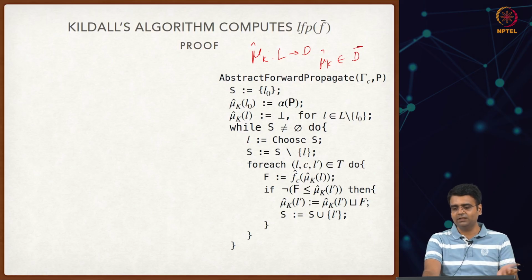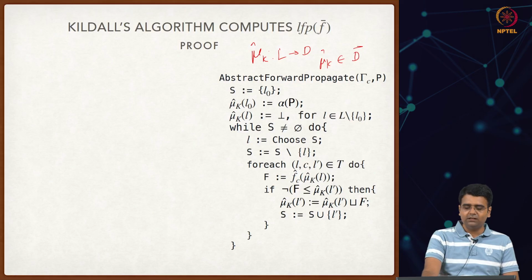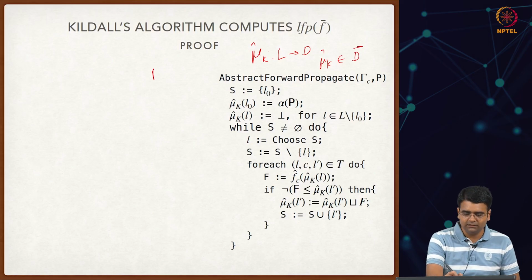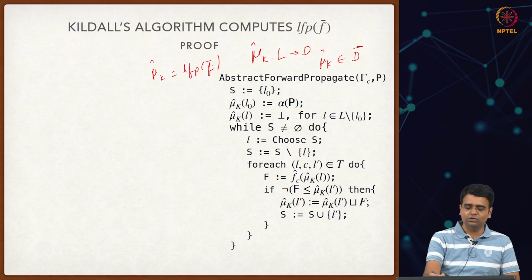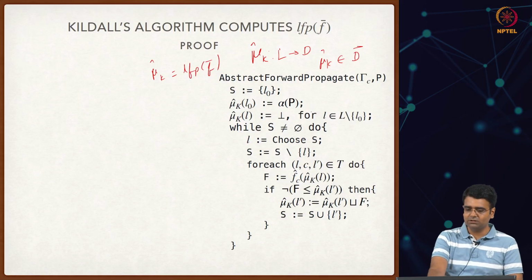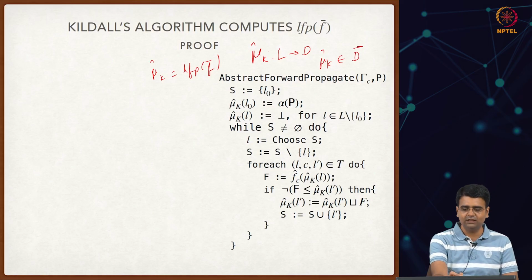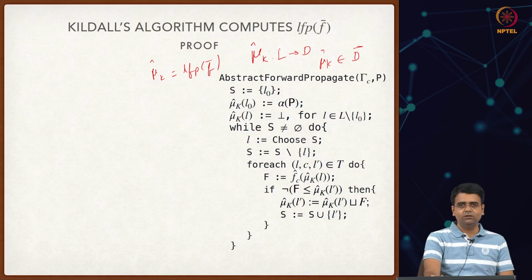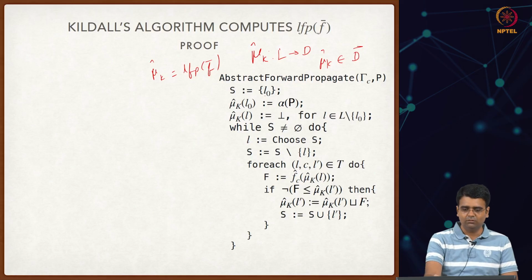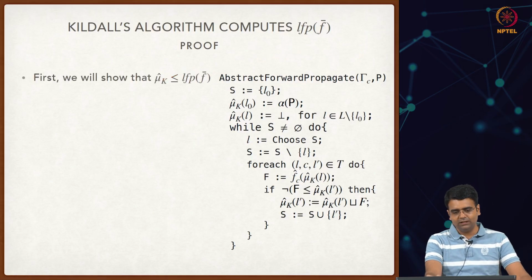So mu hat k itself is a vector in the vectorized lattice, and what we want to show is that this mu hat k is the same as this LFP of f bar. In a sense we have to show that mu hat k is a fixed point of the function f bar, and not only that, it's also the least fixed point, which means that every other fixed point is greater than mu hat k. The way we will show it is as usual: when you want to prove two values are equal, you prove left hand side less than or equal to right hand side, and vice versa. So first we will show that mu hat k is less than or equal to LFP of f bar, and then later we will show the other way around.